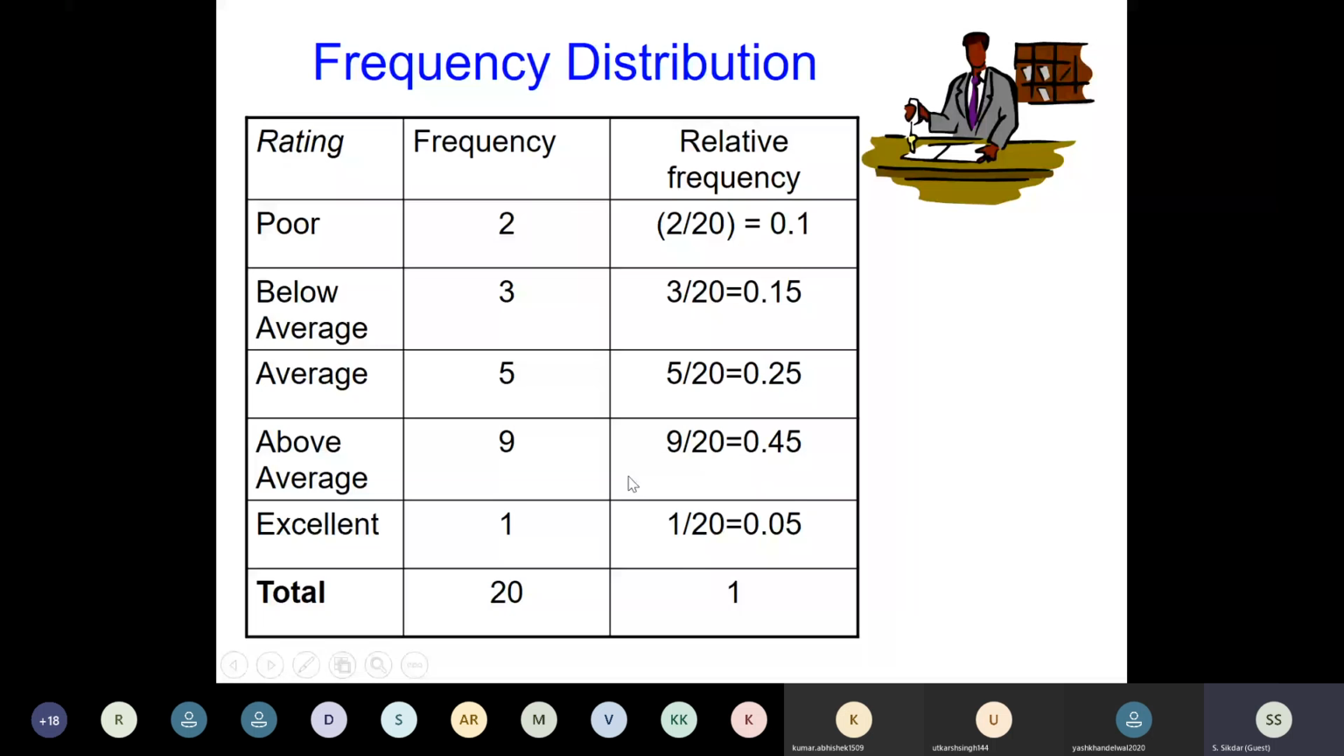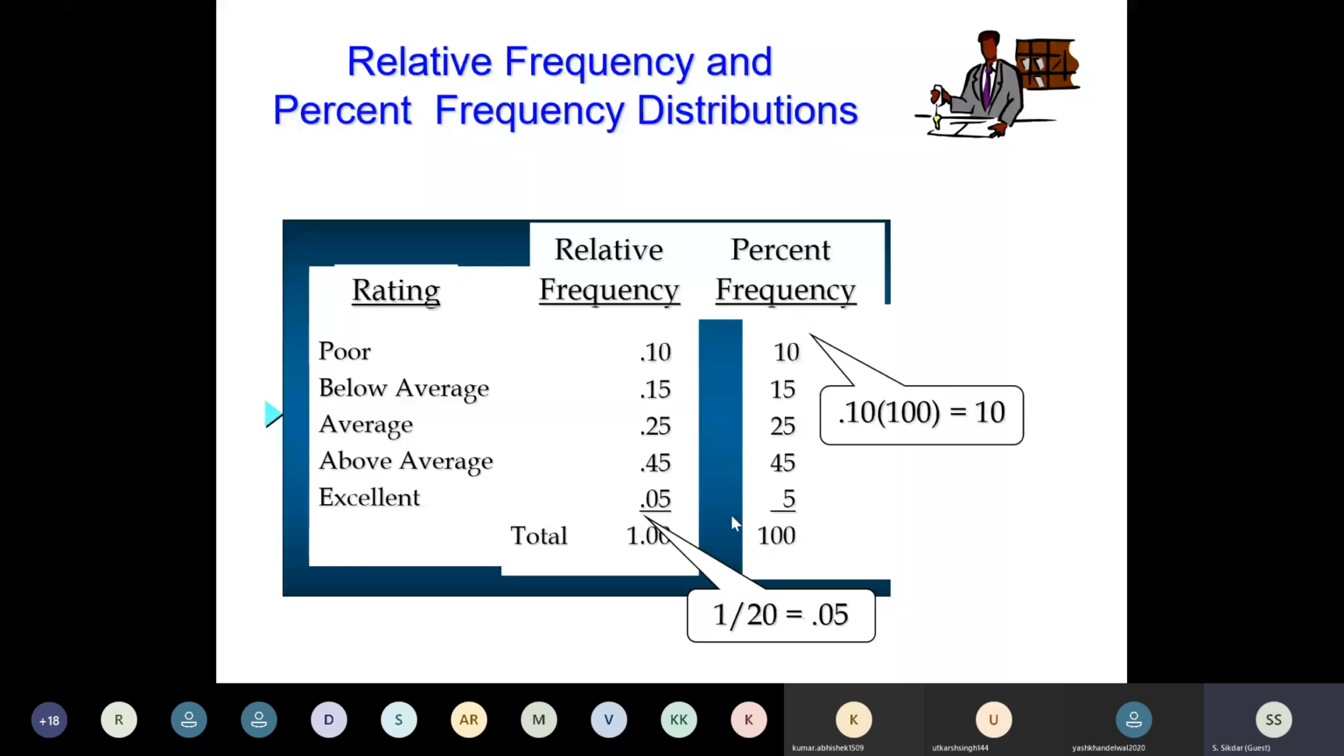Again, it is the same thing. The relative frequencies that you got, 0.1, 0.15, and so on, make 1. And the percent frequency is like that: if I multiply by 100, it would give you 10%. So it is 100, certainly, as it should.